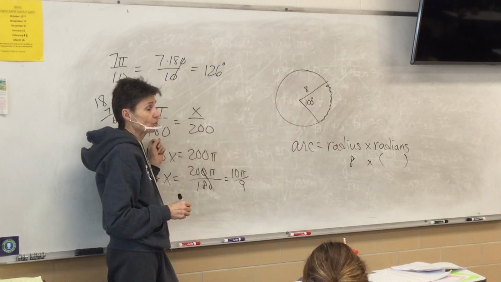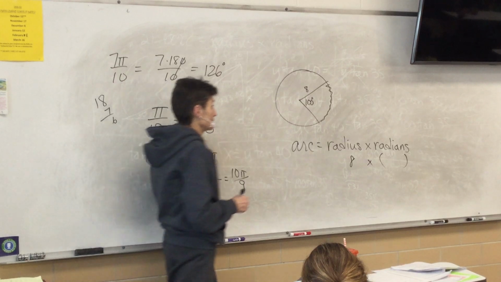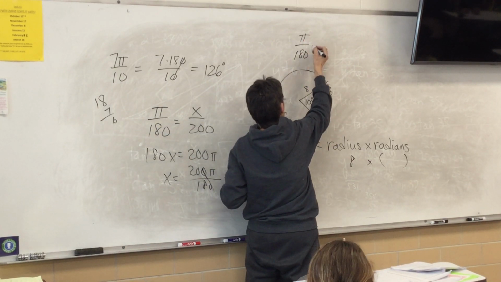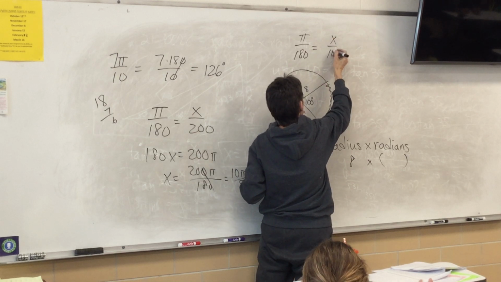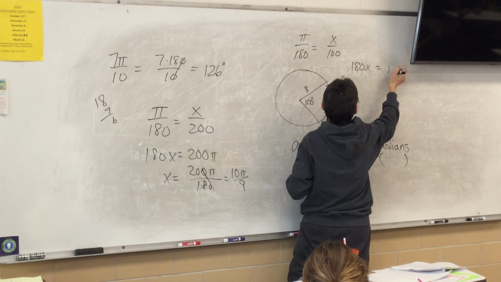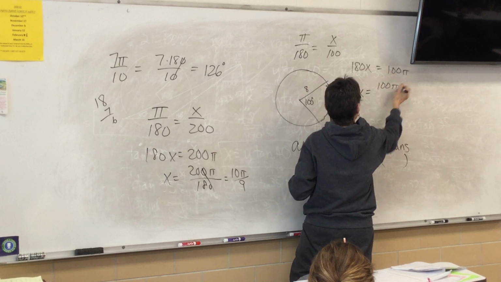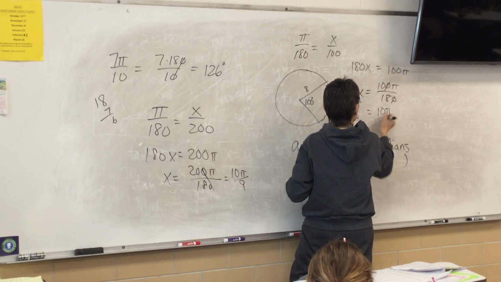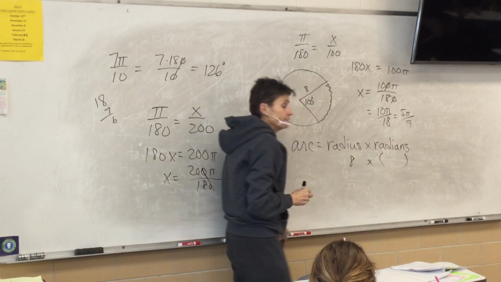How do we change a degree into a radian? We just did it. Pi over 180 equals x over 100. So 180x equals 100 pi, and x equals 100 pi over 180, which is 10 pi over 18, or 5 pi over 9.